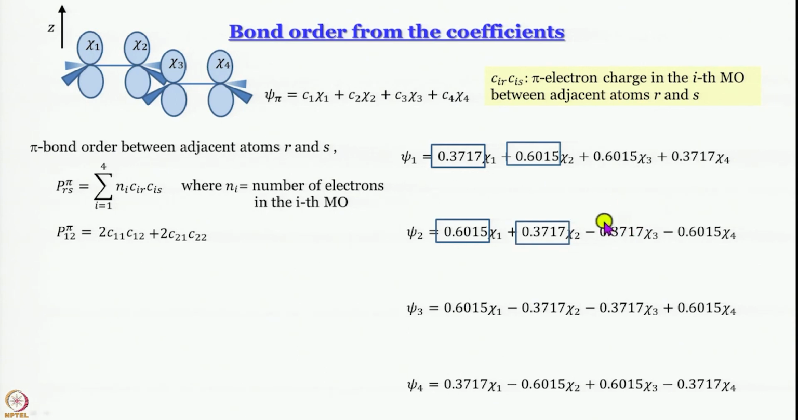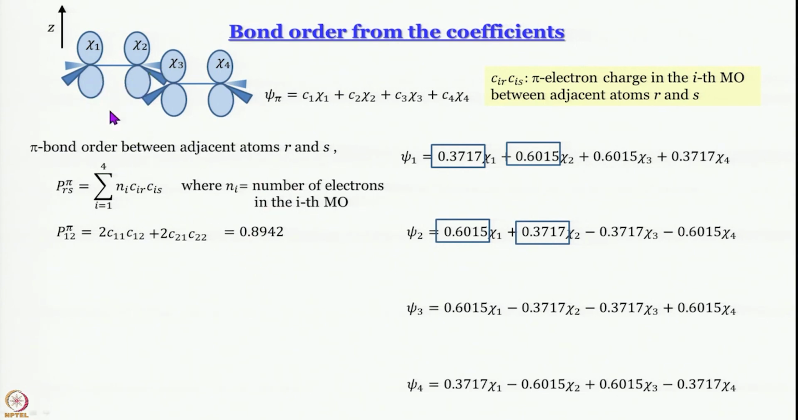So, you multiply them together, multiply it by 2, add, and this is what you get. P12 pi turns out to be 0.8942. So, remember, the pi bond order between 1 and 2 is 0.8942. Remember there is already a sigma bond, so the overall bond order will be 1.8942.